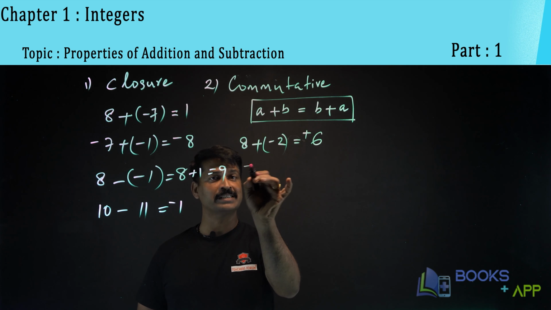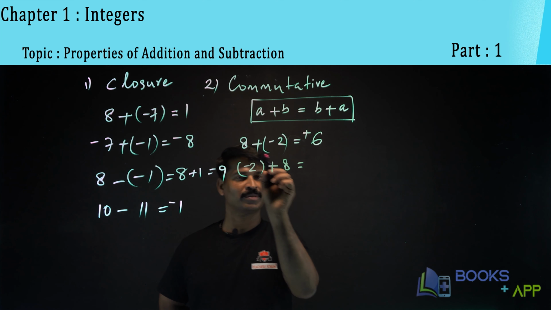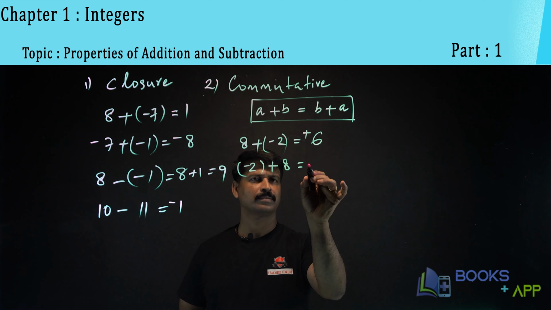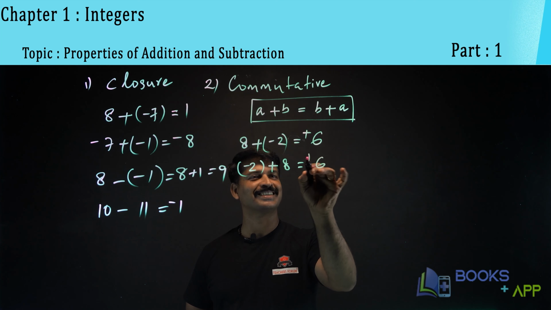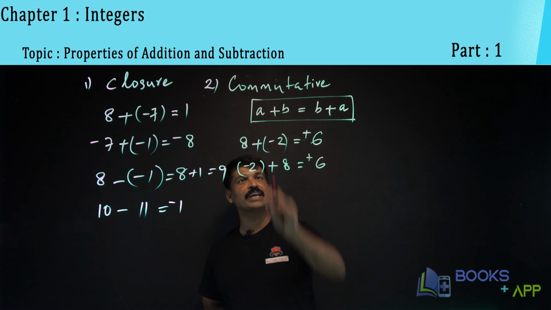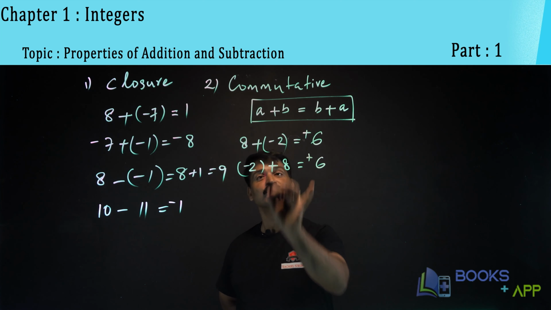Now let us see what is the answer of minus 2 plus 8. What is the answer? One is a negative number, another one is a positive number. Just subtract 8 minus 2, that is 6. What is the symbol of the greater number? Plus. You see, the answer is the same. Isn't it? So a plus b is equal to b plus a for addition when you add two integers.